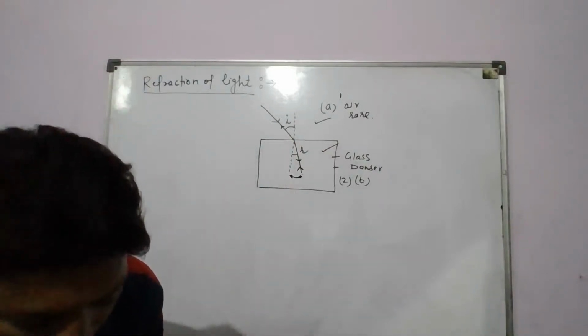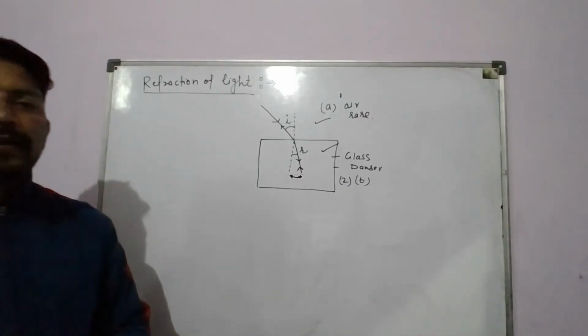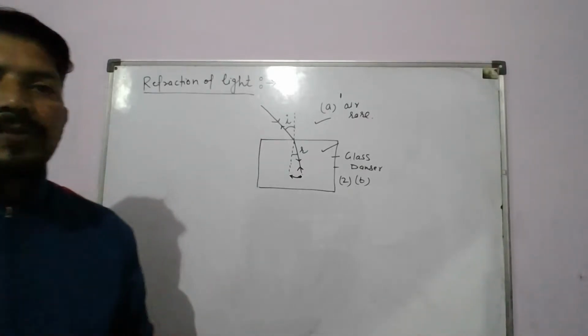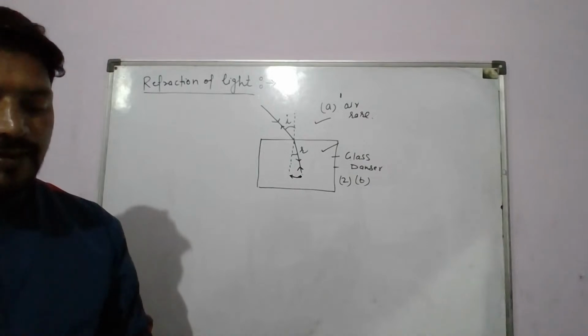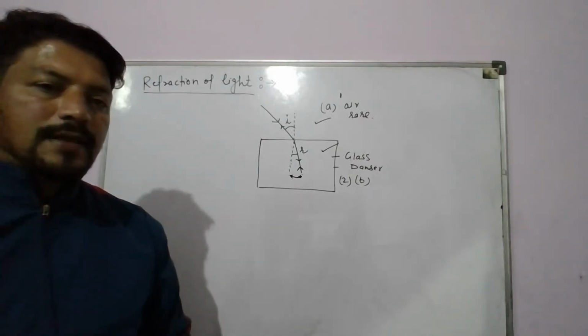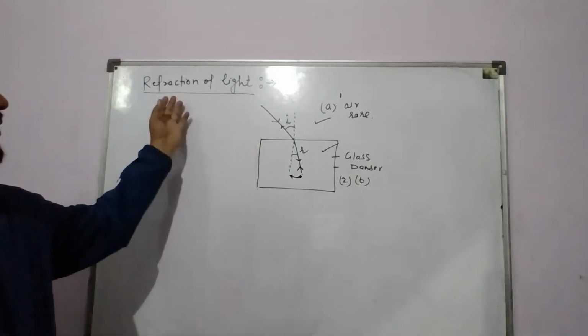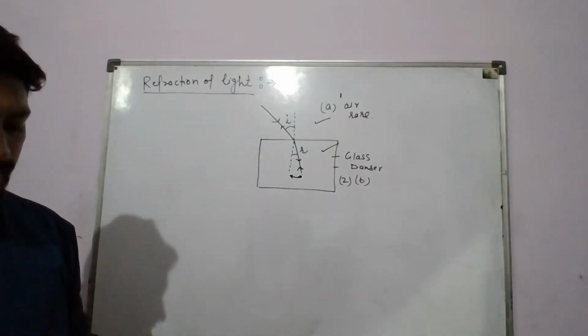So we can say that the ray of light is traveling from air to a denser medium, or from a denser medium to air, and this phenomenon is called refraction of light.